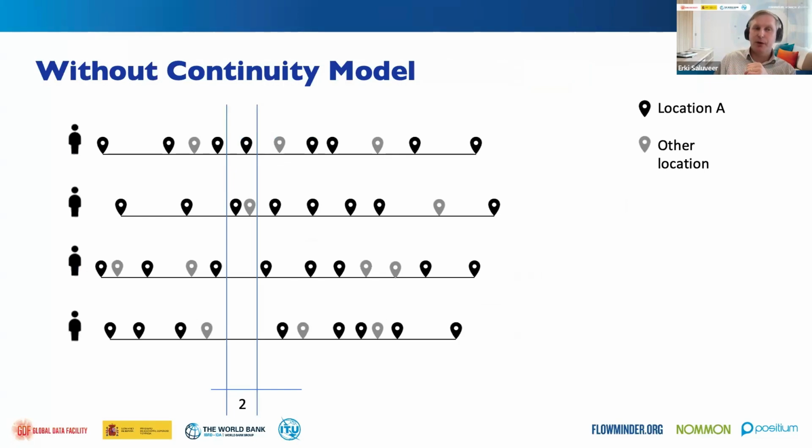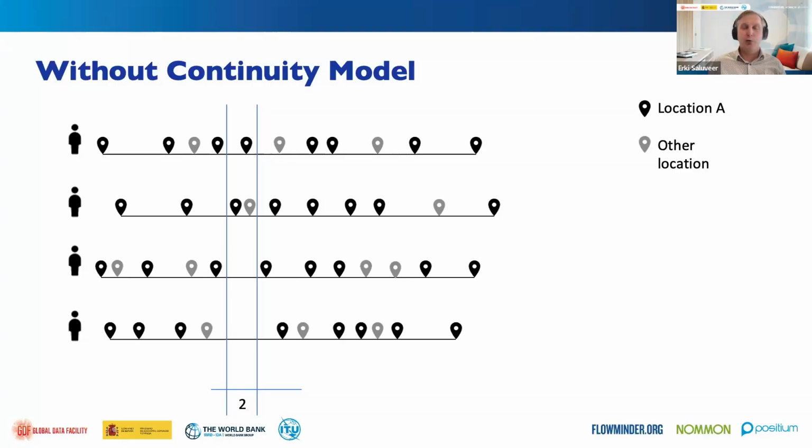Within this core data model, what happens? One example is that a continuity model is built. I will briefly explain what the continuity model is. We have an example here to help you understand. We have four different people who are making call events. The black ones are in location A, and the gray ones are in other locations. So they are making call activities, and this is a timeline from left to right.